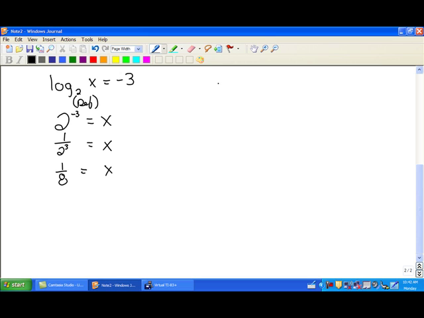Another example, if we have the natural log of x is equal to 1, if you only have one log, you're going to use your definition. You're going to go to exponential form that says e to the 1st power is equal to x. In this case, if you want a decimal solution, 2.7182 is going to equal x.